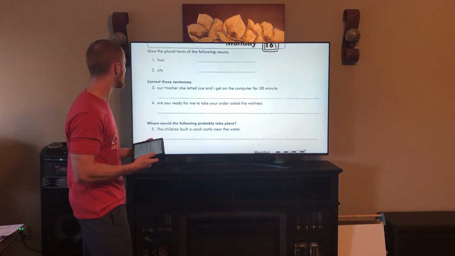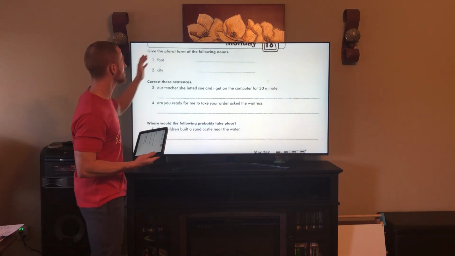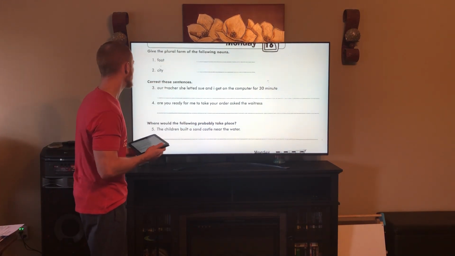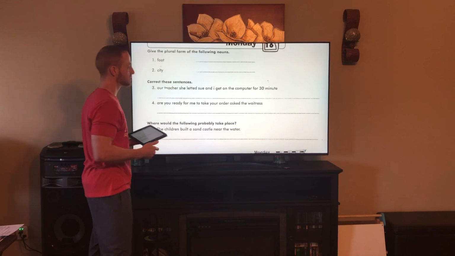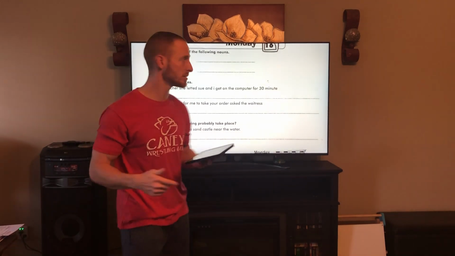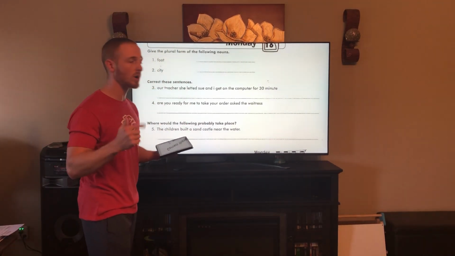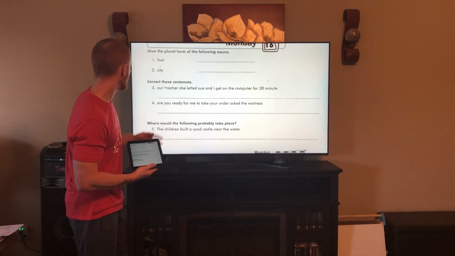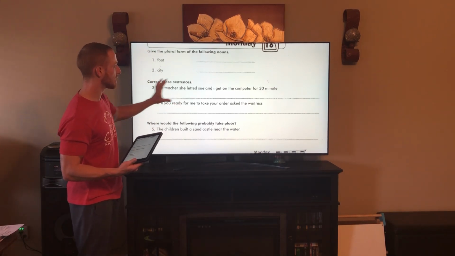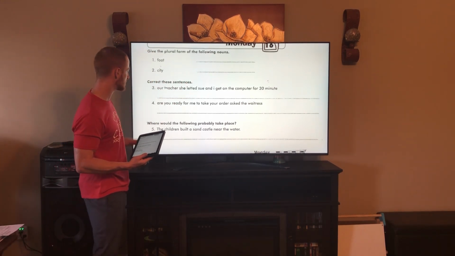Okay, at the top you have your 5 ELA questions. It says give the plural form of the following noun. Foot and city, plural. Okay, we have singular and plural nouns. Therefore, singular means one, plural means more than one. You have correct these sentences where you're going to find any and all mistakes to correct these sentences there.